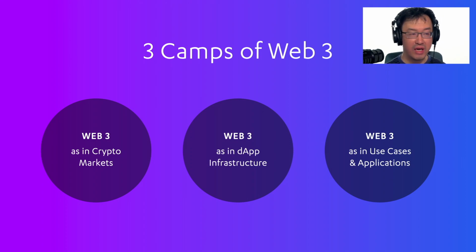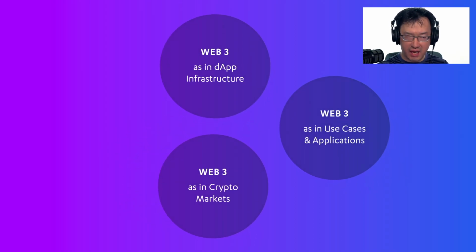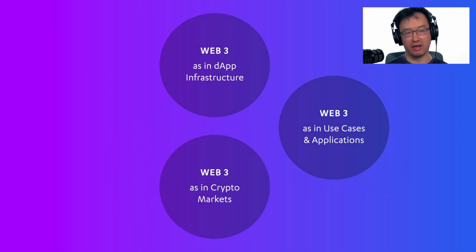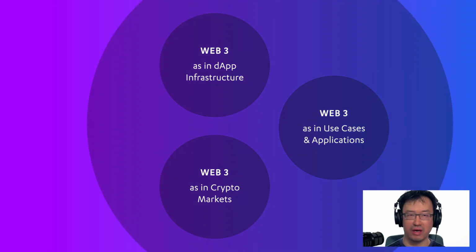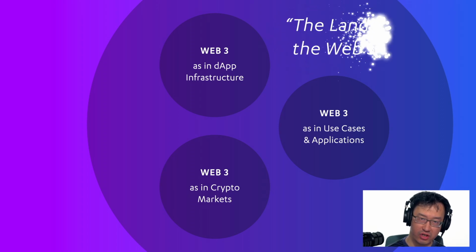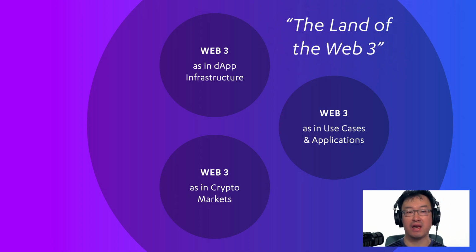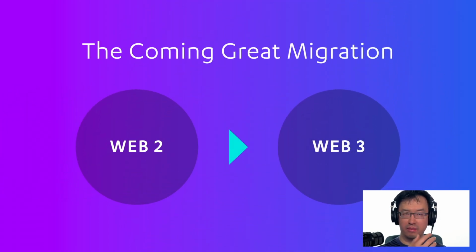But these three Web3 camps combined together form what I call, in previous talks, for those who have watched my video on YouTube, the land of the Web3. I am from the land of the Web3. This land of the Web3 has these three constituent territories, states, parts, whatever you call them. And that is in conjunction with the place where the migration will come.